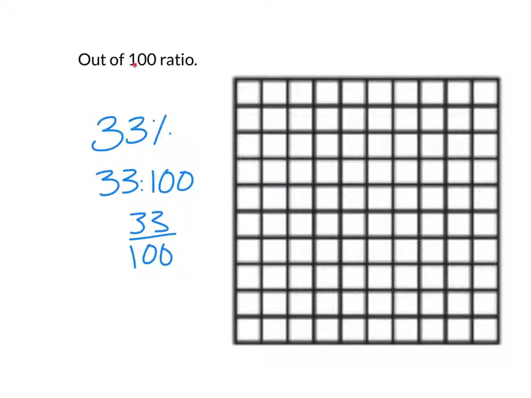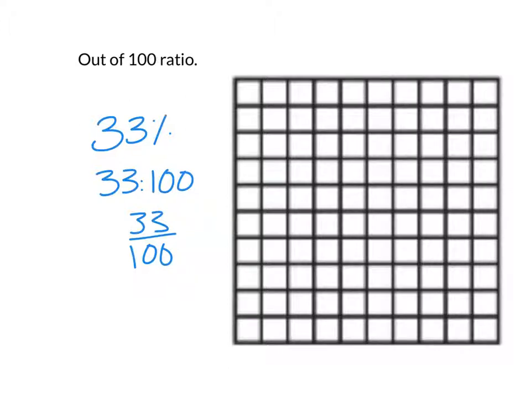A percentage is a ratio out of 100. So 33% written right here is the same as 33 to 100, or we can write it as a fraction of 33 hundredths. All of these are the same thing, and I'm going to show you how we can model 33% on a 10 by 10 grid.